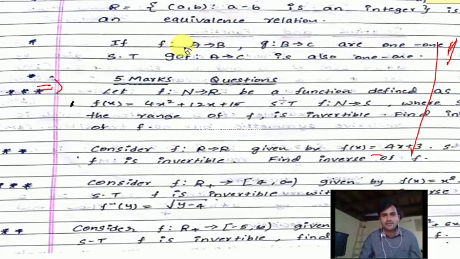Then for the 3 mark part, you have some questions like: if R is a relation such that the ordered pair (x, y) satisfies x is less than or equal to y, or x minus y is an integer. These kinds of questions will be asked for 3 marks. There are 4 to 5 important questions, and you have one theorem: f from A to B and g from B to C are one-one. Show that gof from A to C is also one-one, like this.